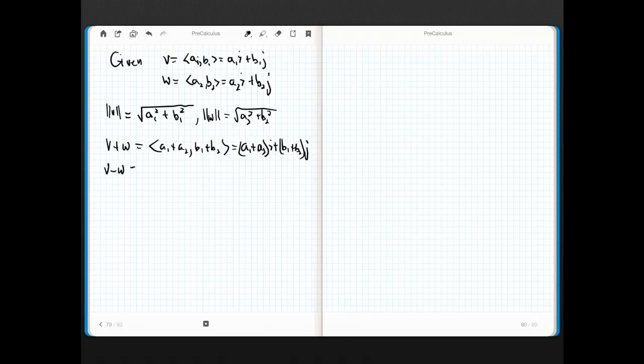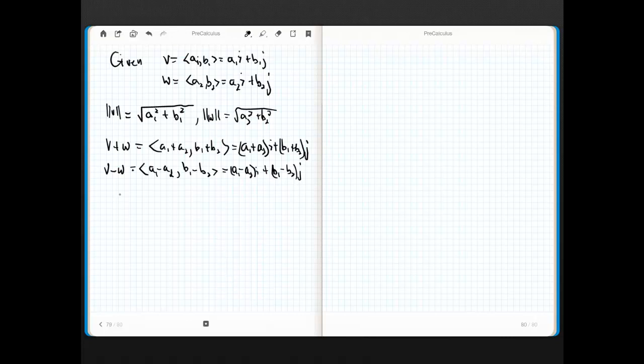How about V minus W? Well, same thing, right? I'm just going to subtract the horizontal components, that's A1 minus A2, and then B1 minus B2, or I can do this as A1 minus A2, i, plus B1 minus B2, j. That's it. There's nothing to it.